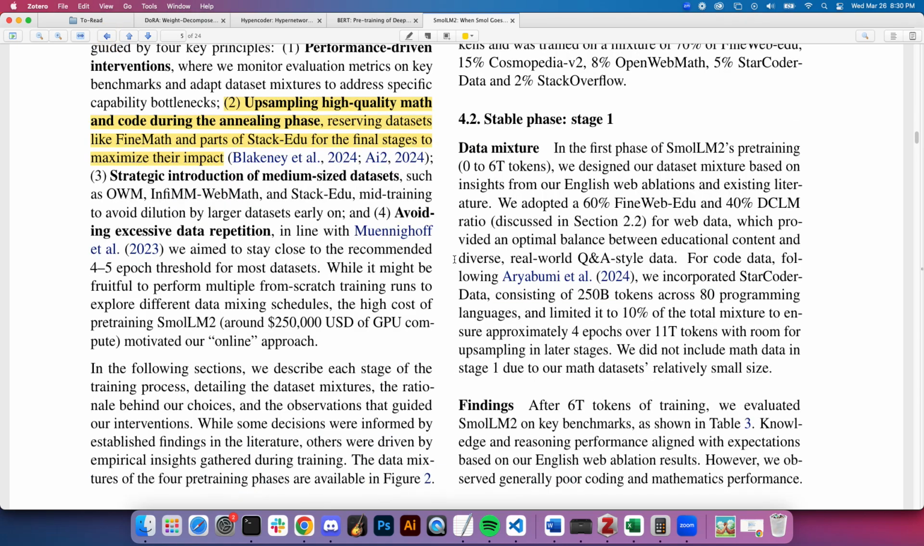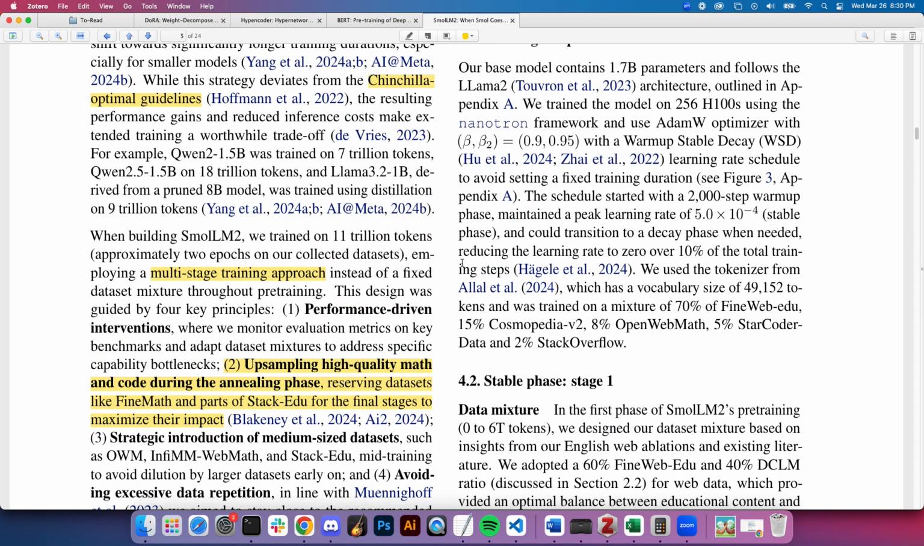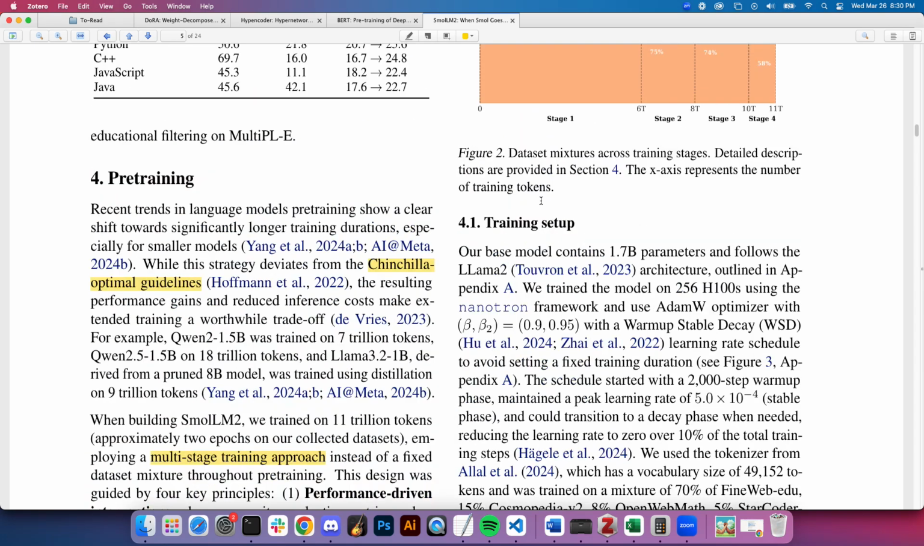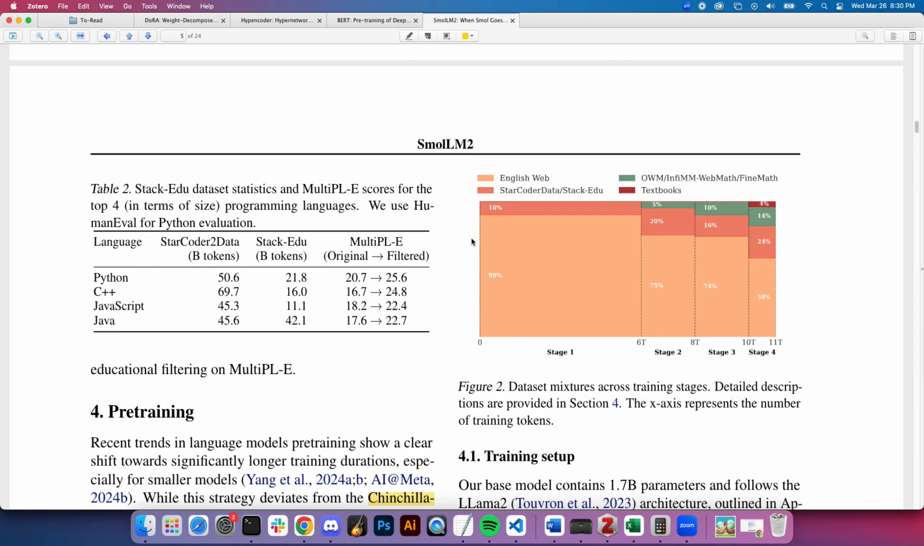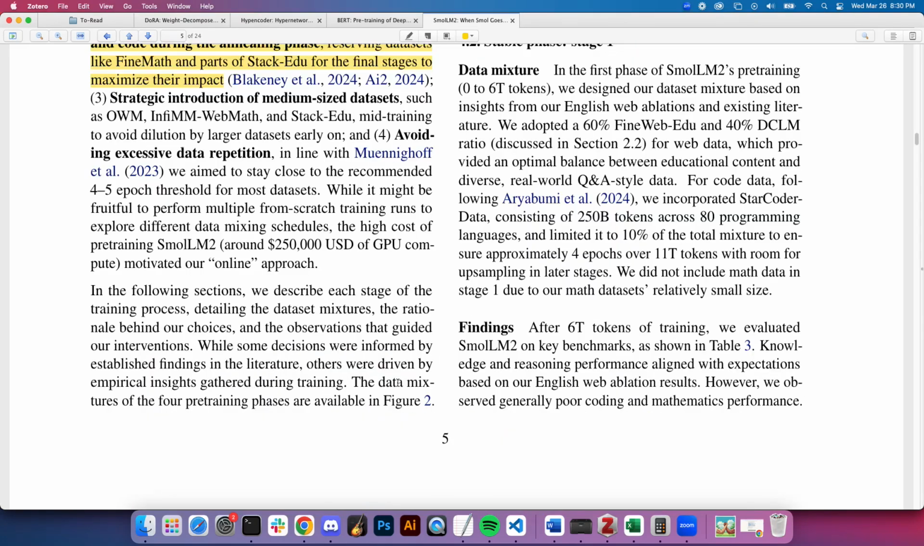Okay. So, where were we? I think we looked at... Oh, okay. We're right here. Okay. Data mixture in figure 2.